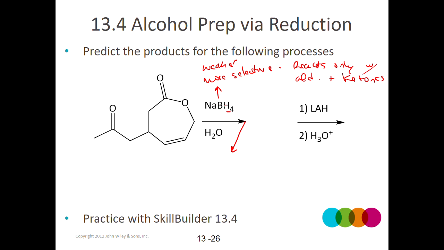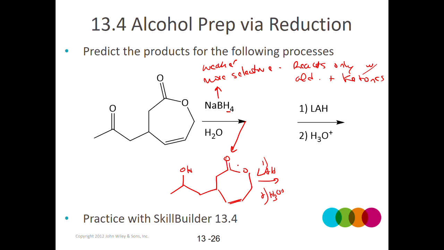We have a ketone. So I expect the hydride to be delivered there, push electrons up, and then that oxygen to get protonated by water. And so that would produce an OH there. This functional group would remain unaffected, and so would the alkene. Then if I react that with LAH, the LAH is going to reduce the ester. And through the mechanism we just saw, the hydride would come in, push electrons up. When they swing back down, it will push that oxygen leaving group out.